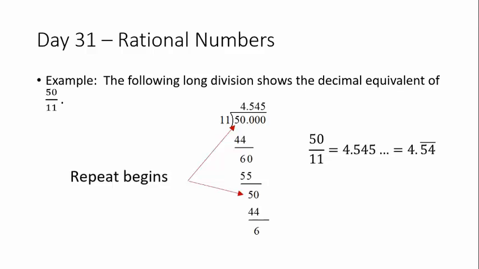Notice how we express this with the bar notation. In the long division, we had a quotient of 4.545, and the 4 and 5 will continue to alternate. We use the bar as soon after the decimal as possible. So we express this as 4.54 with the bar over the 5/4.